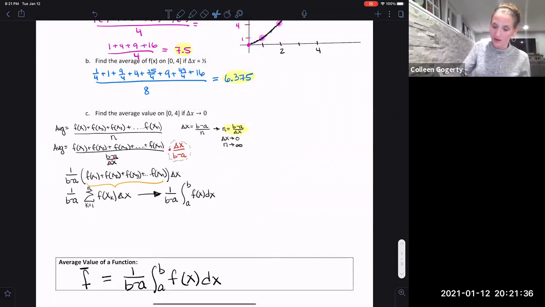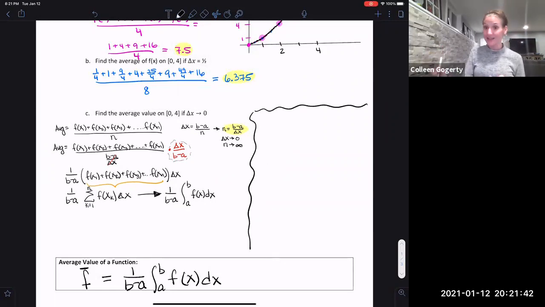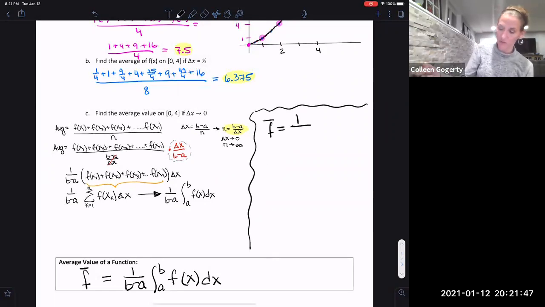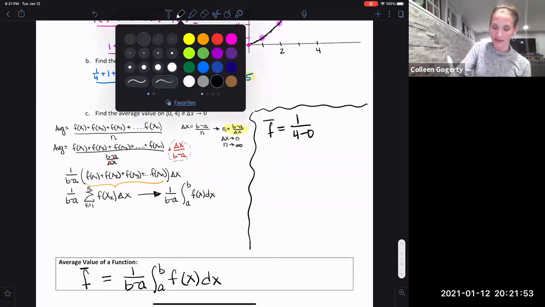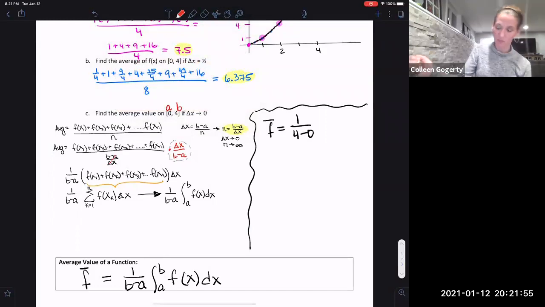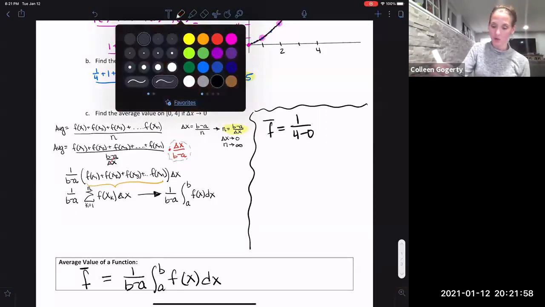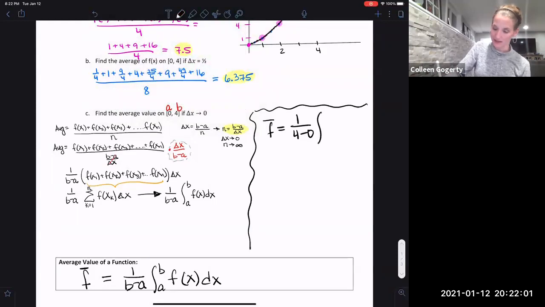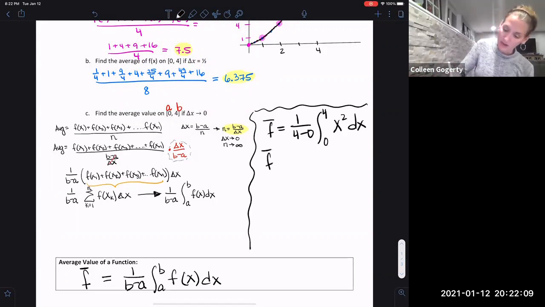Going with question C, if I want the average value as the change in x goes to 0, then what's going to happen? I have 1 over b minus a. That means 4 minus 0. Think about it like this: here's a, here's b. Going back, a is 0, b is 4. What is my function? It was x squared dx. So I've got 1 over 4, integral from 0 to 4 of x squared dx.